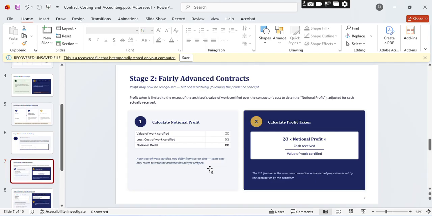So some costs may relate to work that the architect has not yet certified. Please take note of that. So how do we now calculate this profit to be taken out of what? Out of the notional profit?